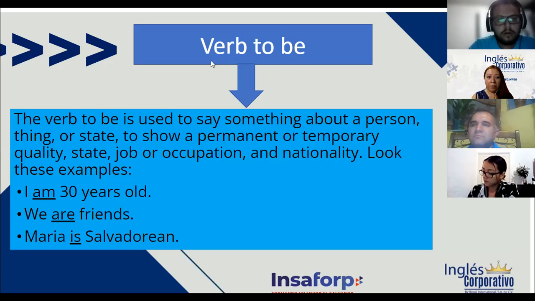The verb to be is used to say something about a person.